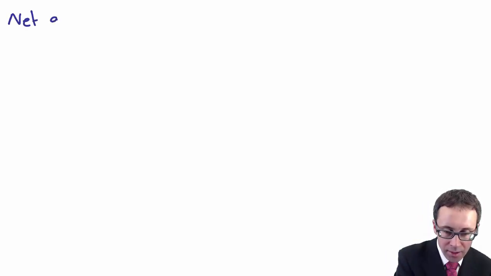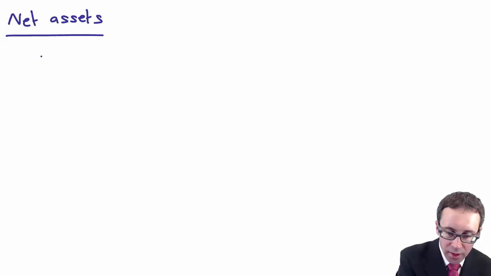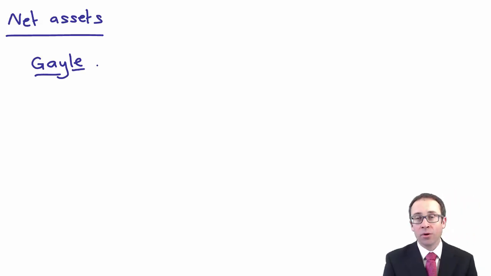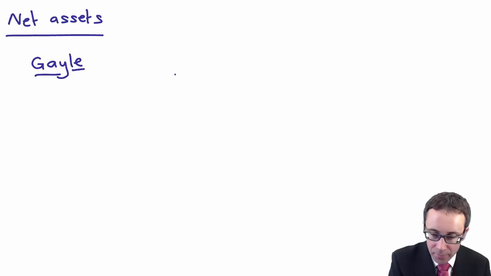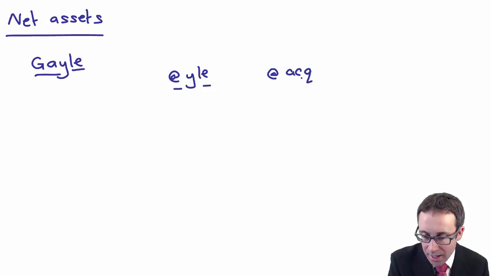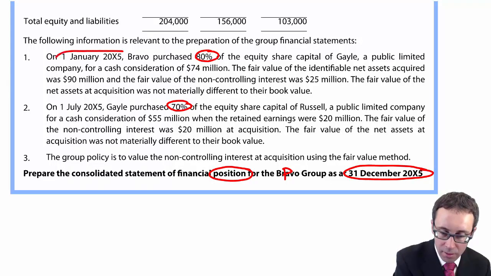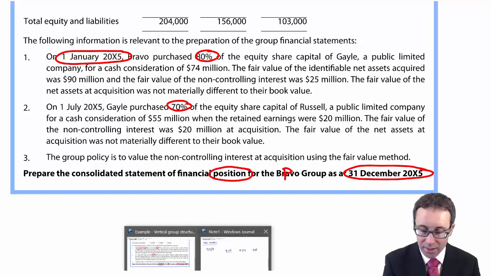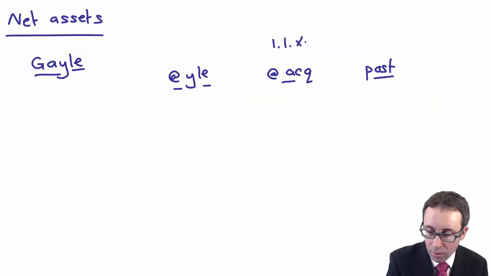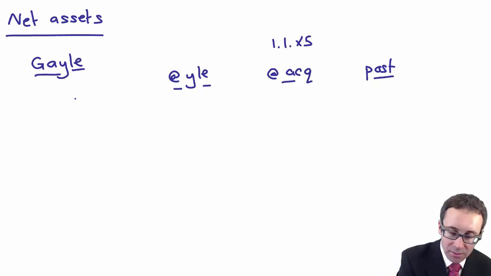What we can work out is the net assets. So your standard working two, and we're going to do two net assets workings. One for Gale, and then we'll do another one in a moment for Russell. Again, when we're looking at our net assets working, we look at what happens at the year end, what happens at acquisition, and then what happens post acquisition. Now, within this question, the acquisition date of that first subsidiary was the 1st of January 20X5, wasn't it? So it might be worthwhile just sticking it above there as a bit of a note.